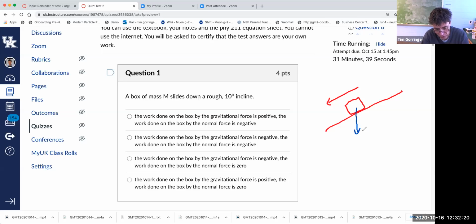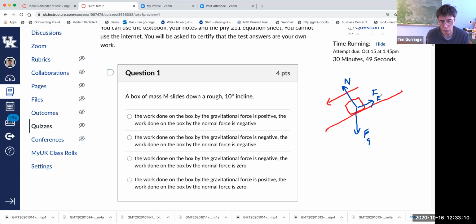So here's the gravitational force, and that gravitational force is downwards, and it's in proportion to the mass of the object. I'll call it FG here. There's a normal force. It's perpendicular to the surface of the incline, and it's preventing the box falling through the incline. And then there's a frictional force. I'll call it F subscript F. And that's because the incline is a rough surface. So those are the three forces.